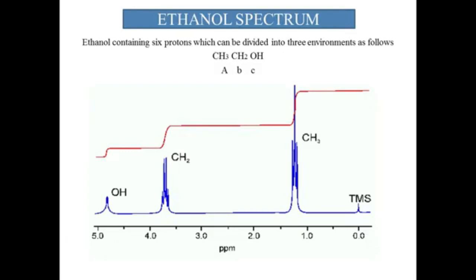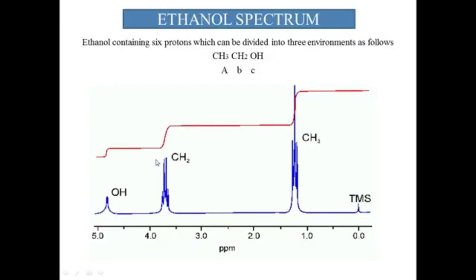Here you see one example, the ethanol spectrum. The ethanol formula is CH3CH2OH. There are three environments possible. Here the n+1 rule applies. We choose the neighboring group; for A, the neighboring group is CH2. The OH is not coupled with the neighbor. So then A, B, C here.